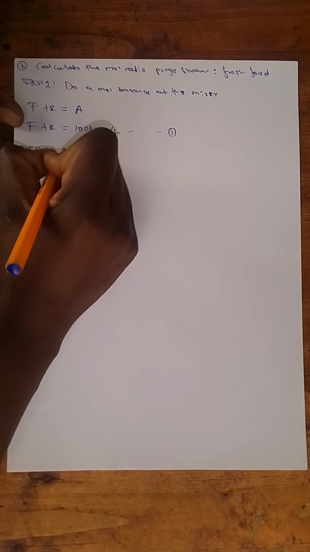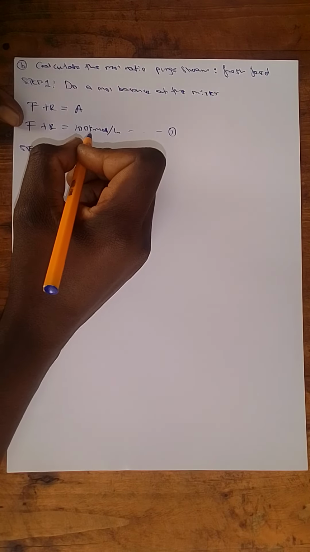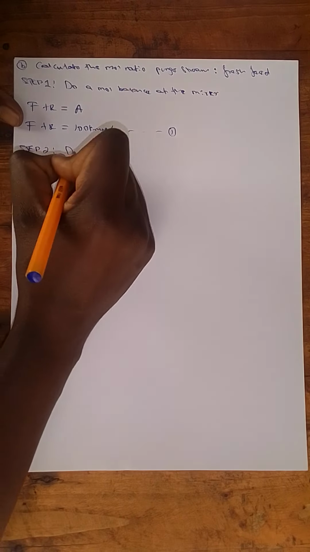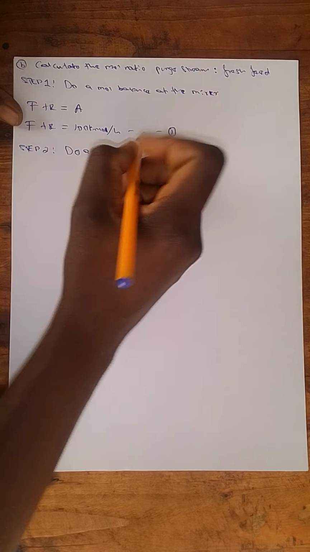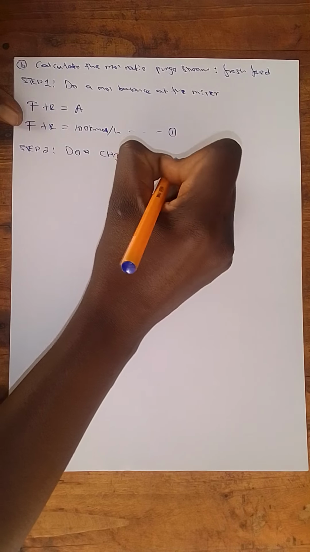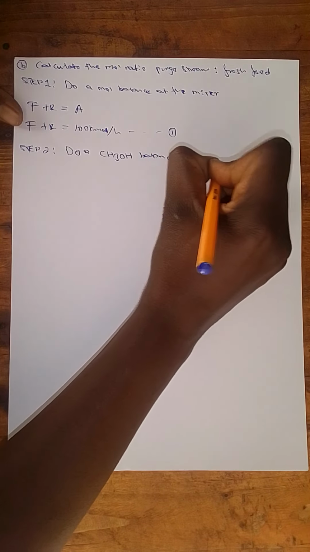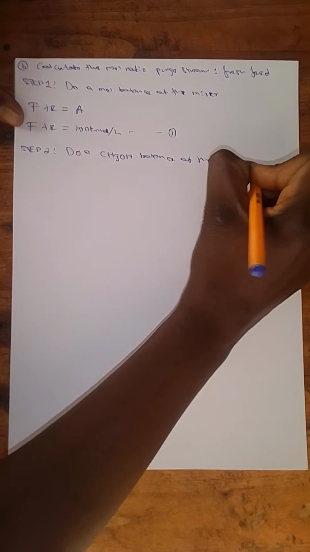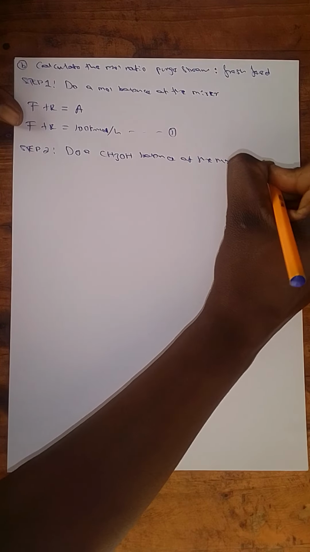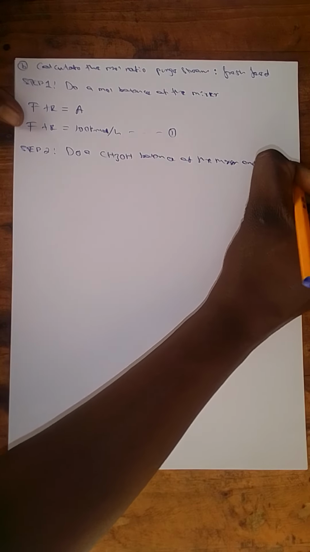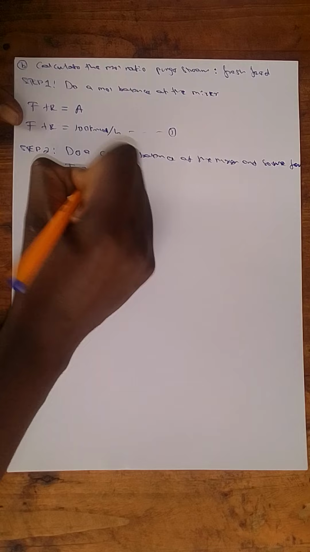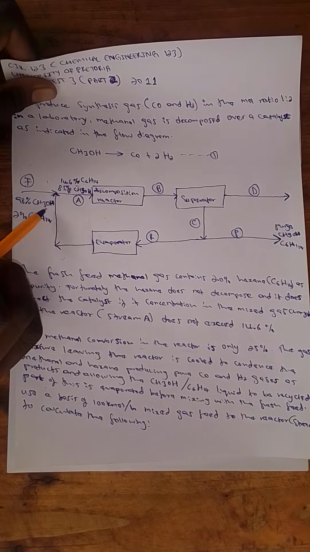In step 2, we're going to be doing a CH3OH balance at the mixer and then solve for F and R. So in our step 2, we're going to be doing the CH3OH balance here.